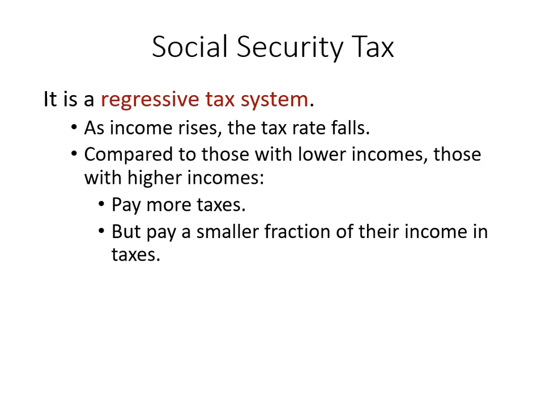Next, let's talk about the opposite case, which is called the regressive tax. The regressive tax is the opposite situation, which means that as income rises, the tax rate actually goes down, compared with those with lower incomes. This kind of regressive tax system will allow people with higher incomes, on the contrary, to pay more taxes, but pay a smaller fraction of their income in taxes.